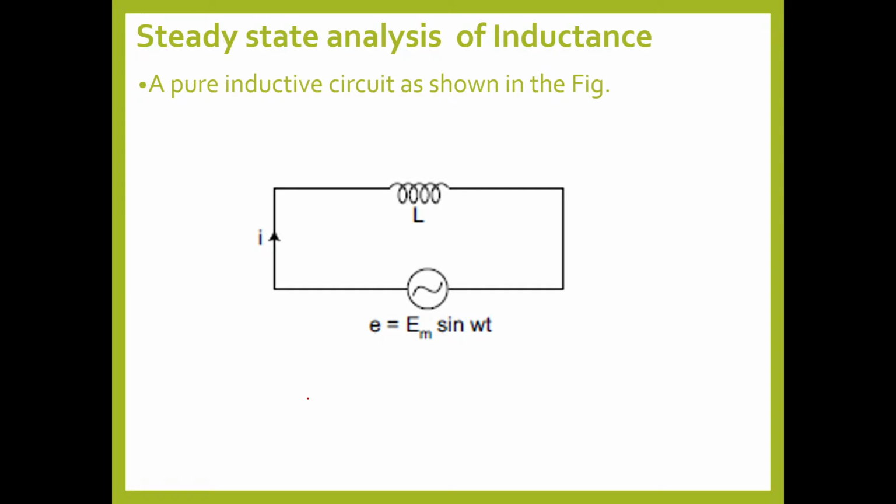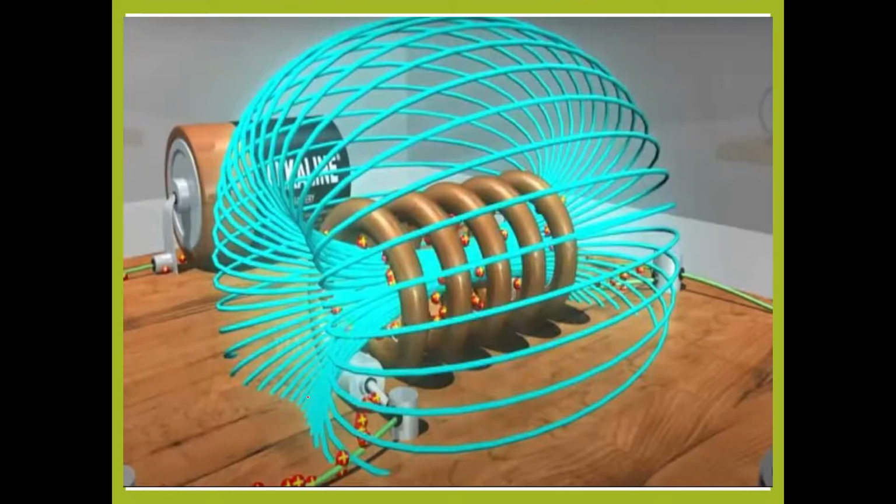This induced EMF will oppose the cause producing it. It will always be opposite to the source. What is the source? A source voltage. So when current flows through the inductor, what will happen? Magnetic flux lines are induced across the inductor.